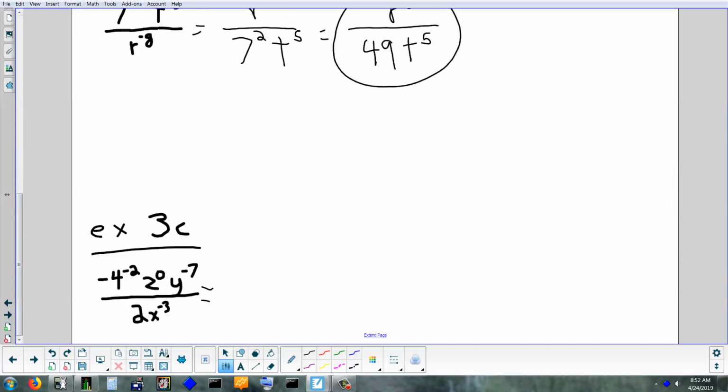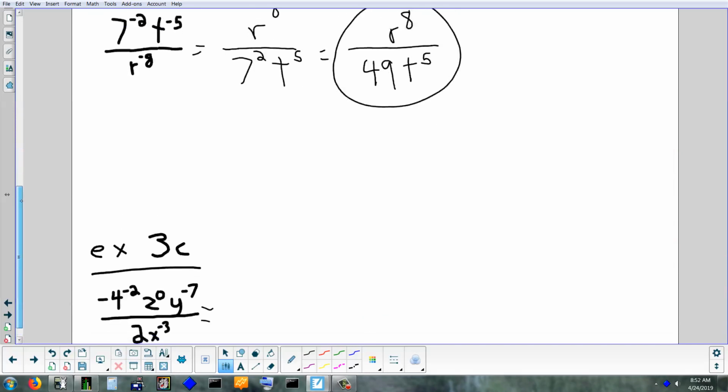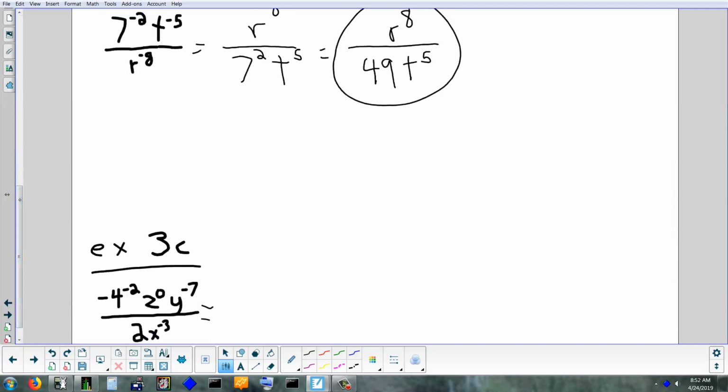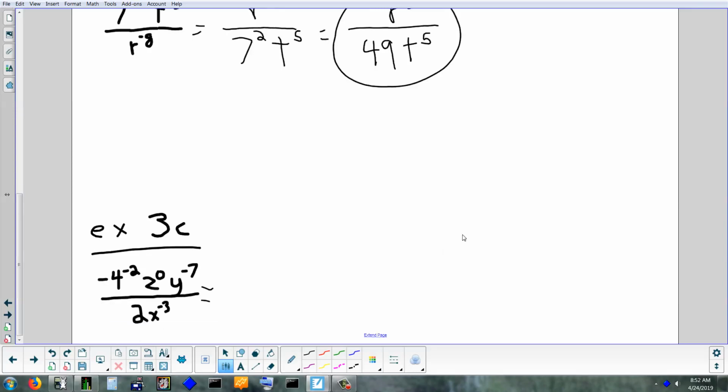This one, same deal. I'll scroll back a little bit so people can finish writing that one down. It's already a fraction. I'll give you guys a second to write it down. Is that a Z? It is -4 to the -2, z to the 0, y to the -7, and on the bottom, 2x to the -3.